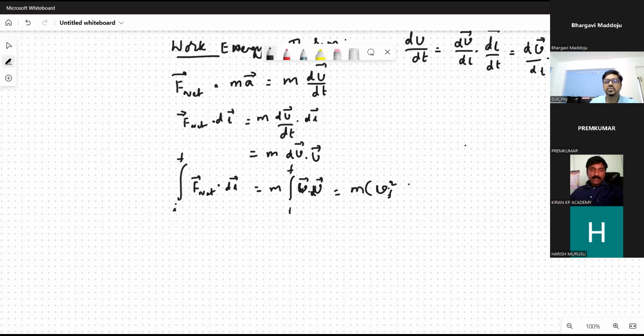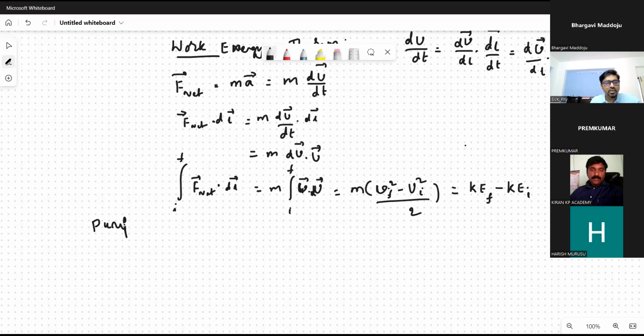V final square minus V initial square, the whole divided by 2, and that is half mv final square minus half mv initial square. So KE final minus KE initial, you get it. Now this particular relation is actually very important, basic only, but you should know the purpose of it. Why are we doing it?